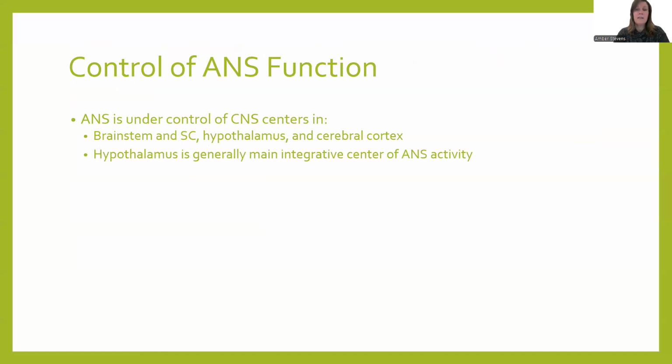All right, so the autonomic nervous system is regulated by the central nervous system, which is the brain, right? So the brainstem and spinal cord control our heart rate, blood vessel diameter, and digestion. The hypothalamus is the main integrative center for the autonomic activity, which makes it so we don't have to think about it, right? It just happens. And the cerebral cortex helps provide limited voluntary influence, such as controlling breathing patterns, right?